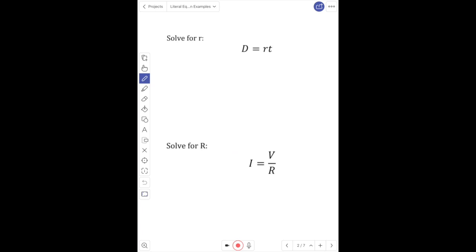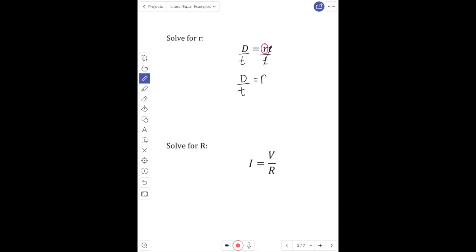All right, so for the next one, I'm solving for r. I have d equals rt, which means r times t. So we're going to undo that multiplication by dividing by t. Okay, so I now have r equals d divided by t.